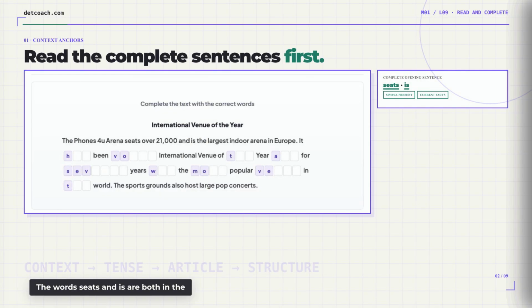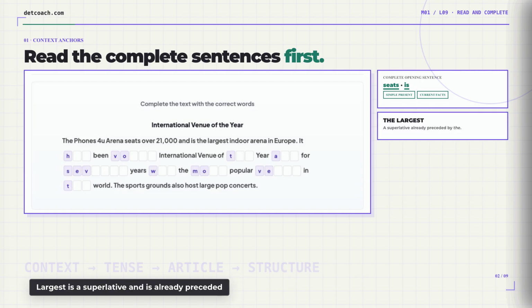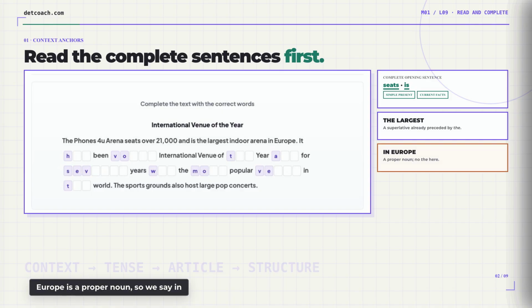The words seats and is are both in the simple present, which tells us that the sentence is describing the venue's current features. Largest is a superlative and is already preceded by the word the. Europe is a proper noun, so we say in Europe without the.